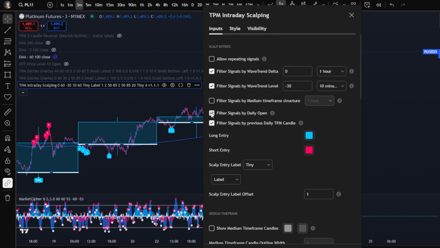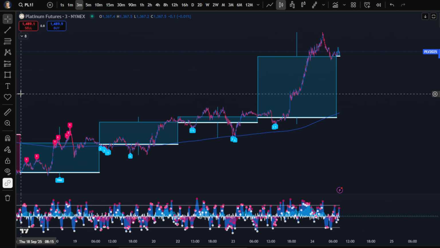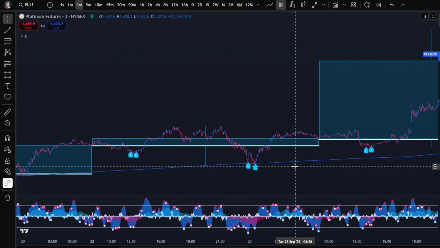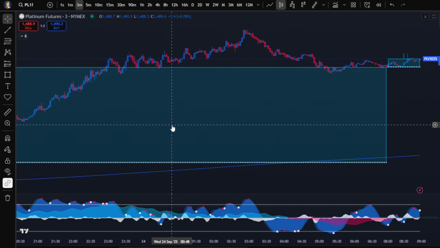You can filter signals by the daily open price level. So for longs, signals will only print below the open of the day, and for shorts, they'll only print above the open of the day. Again, it's up to you if you want to do that or not, because the indicator is already looking for unique price lows and price highs for the day. So it might not bother you to have that.